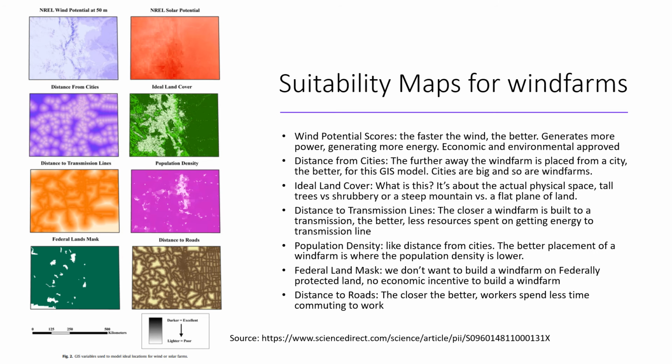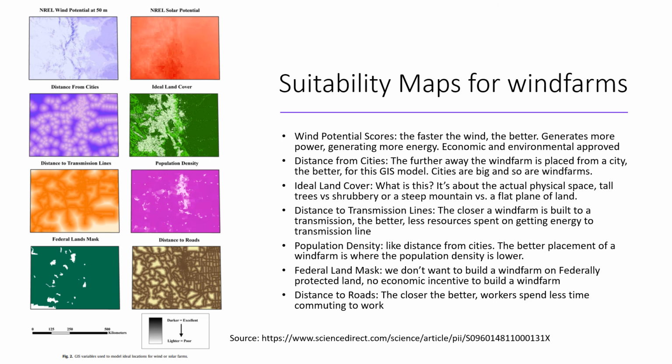Third bullet point, ideal land cover. What is ideal land cover? Ideal land cover is whether the land is covered with physical things that would make the construction of the wind farm hard or not. Is it easier to build a wind farm on a mountain with steep hills and a lot of forestry, or in the plains where it's flat and the vegetation is short? We would want to build our wind farm where it's flat and easier to build. Moving on, the closer a wind farm is built to transmission lines, the better. Less resources are spent on getting the energy produced by the wind farm to a powered line grid system.